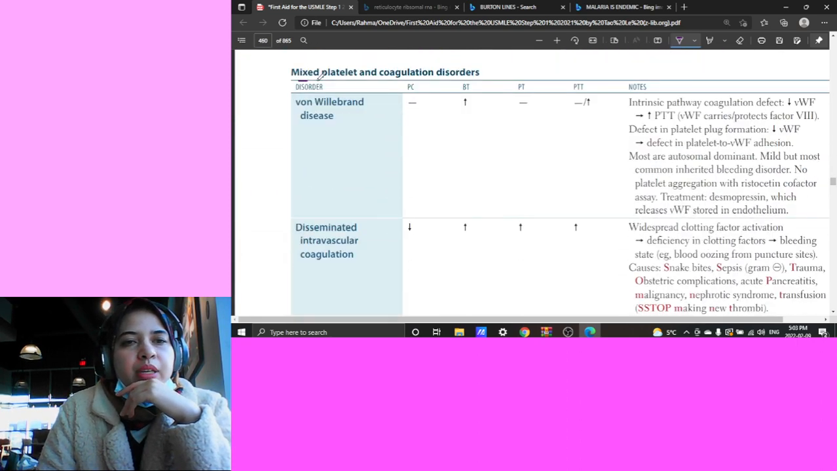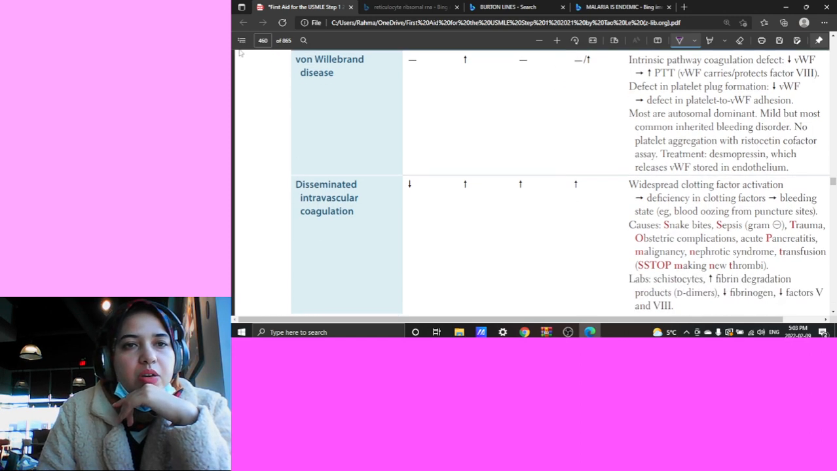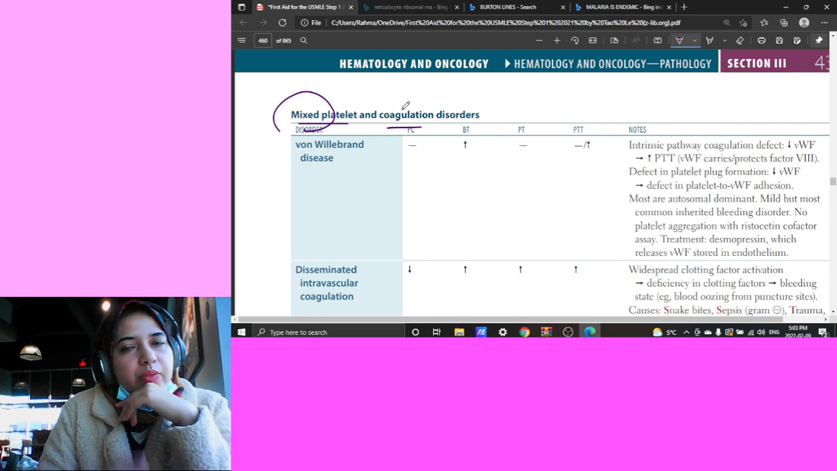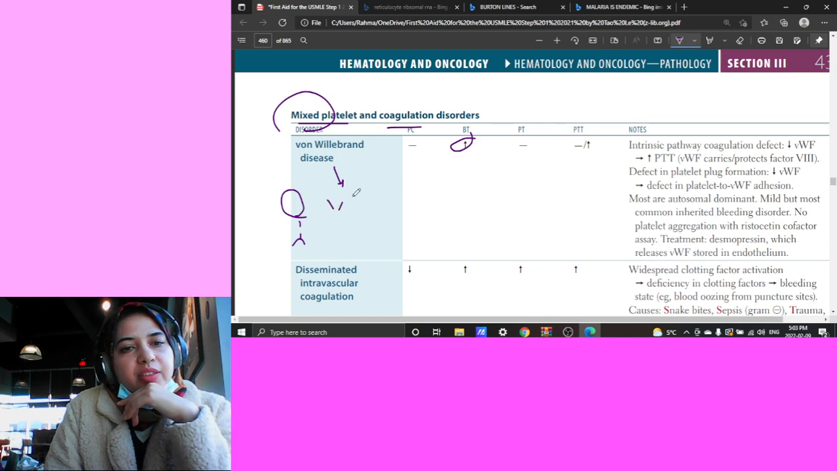Now we're going to get to the mixed platelet and coagulation disorder. So it's mixed, so I'm going to see issues with BT, PT, and PTT. Von Willebrand disease, right? You have your collagen-binding von Willebrand factor, and von Willebrand factor is going to bind to GP1b on the platelet, correct? So I have now a platelet issue, increased BT. The von Willebrand factor is also the big brother for factor 8 to protect it.